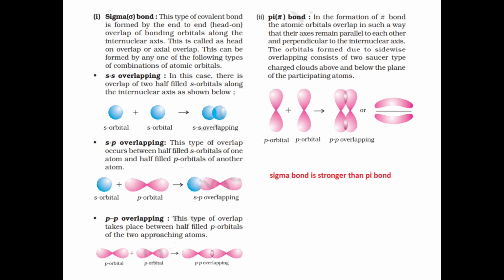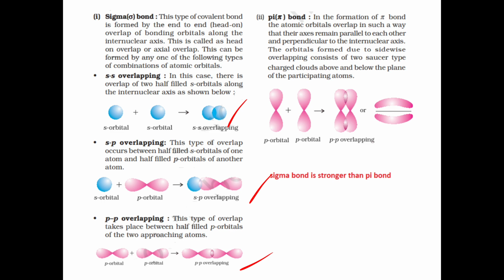Sigma bond. This type of covalent bond is formed by the end-to-end or head-on overlap of the orbitals along the internuclear axis. This is called head-on overlap or axial overlap. This can be formed by any one of the following: s-s overlap, s-p overlap, and p-p overlap.